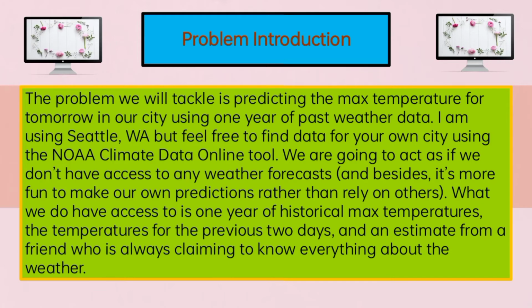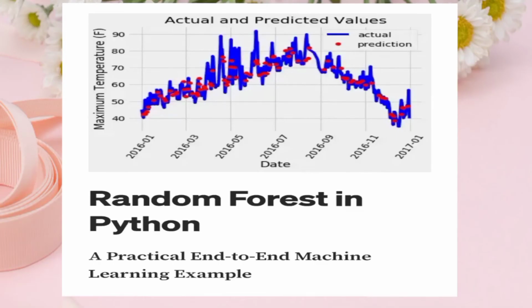What we do have access to is 1 year of historical max temperatures, the temperatures for the previous 2 days, and an estimate from a friend who is always claiming to know everything about the weather. Actual and predicted values.